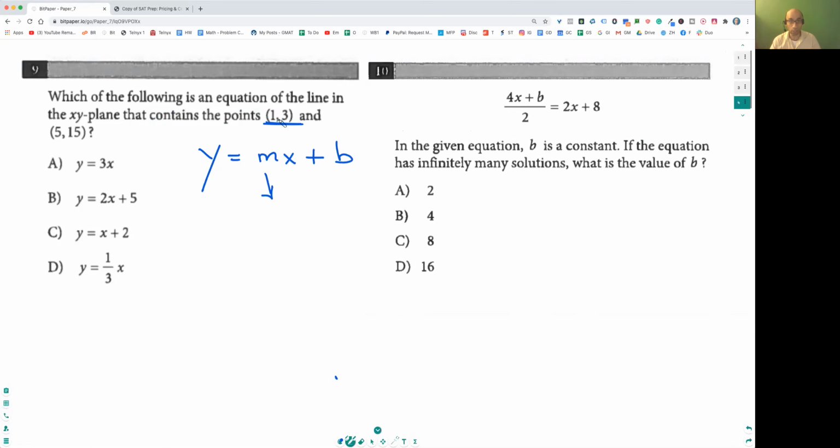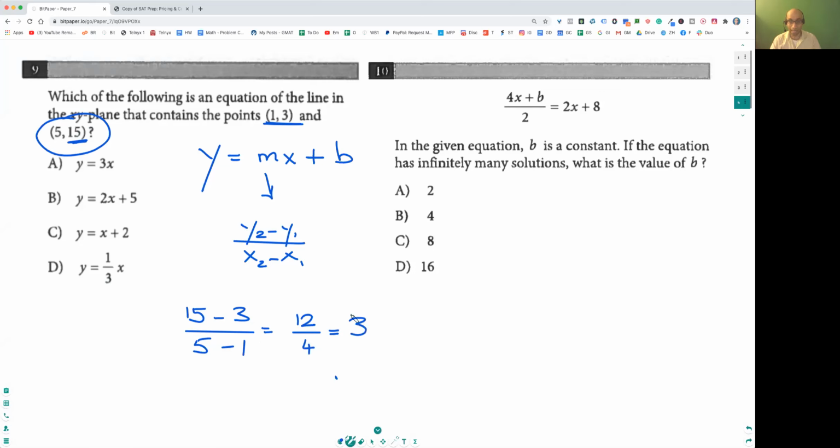Okay, so what you got to do here is take the formula for the slope, y2 minus y1 over x2 minus x1, which is also the rise over run, right? I think it's better to take the bigger number always. So you take 15 minus 3 over 5 minus 1. So you get 12, 15 minus 3 is 12 over 4, and then 12 over 4 is clearly 3. And that's your slope here. The only piece here which has the mx part to be 3 is this line here, and so you're done.